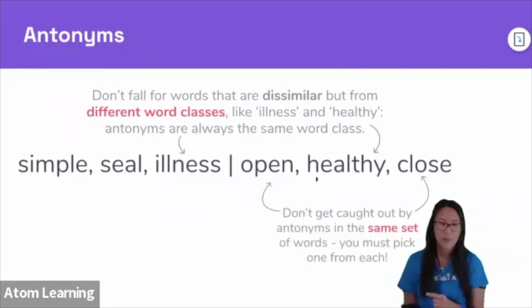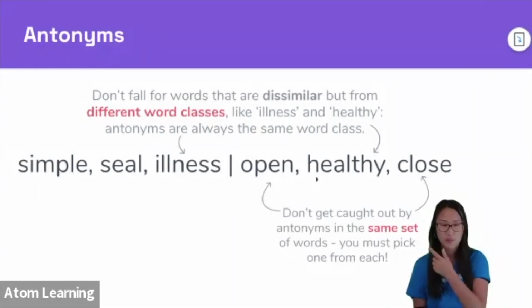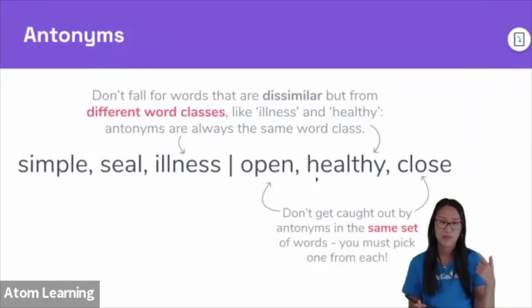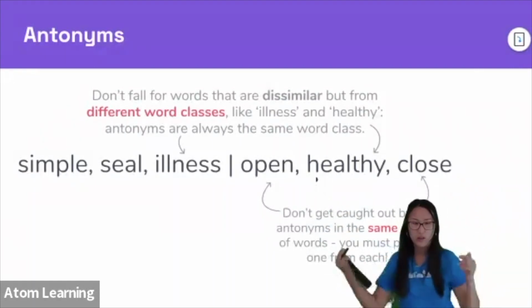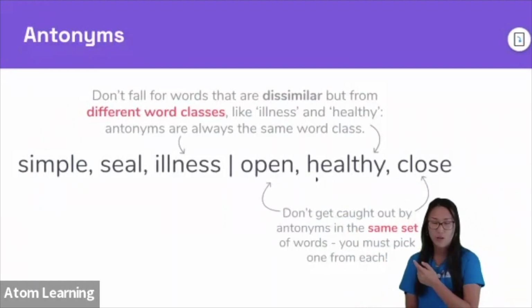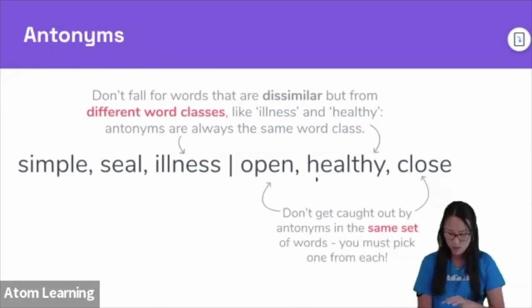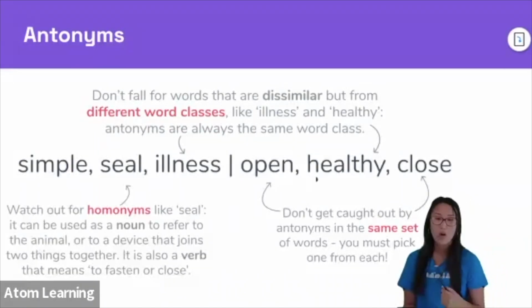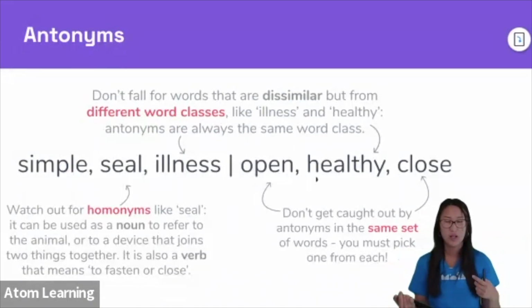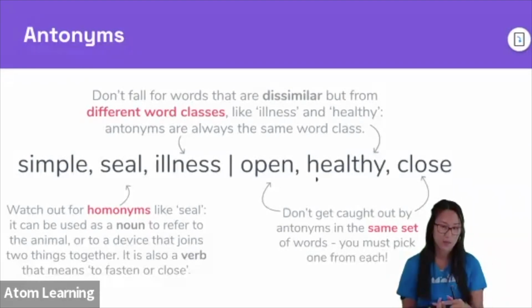Don't get caught out by antonyms in the same set. We saw something like this in the synonyms examples, but open and close, whilst they mean opposite things, they're both in set 2, whereas we need one word from the first set, one word from the second set. And finally, one last thing to watch out for, homonyms like seal. So what is a homonym? It is a word which can have multiple meanings, but it's pronounced and spelled the same.